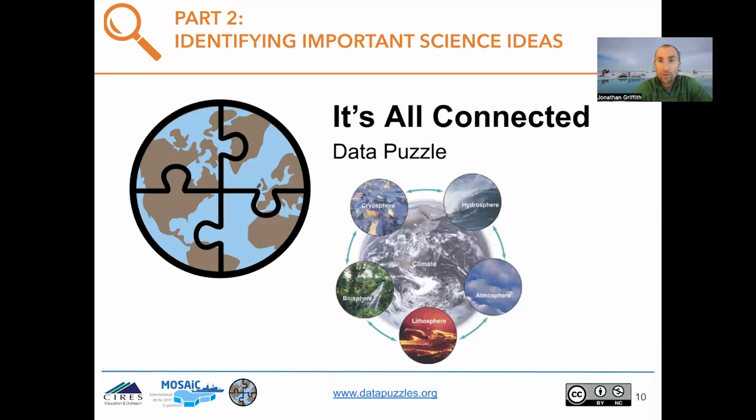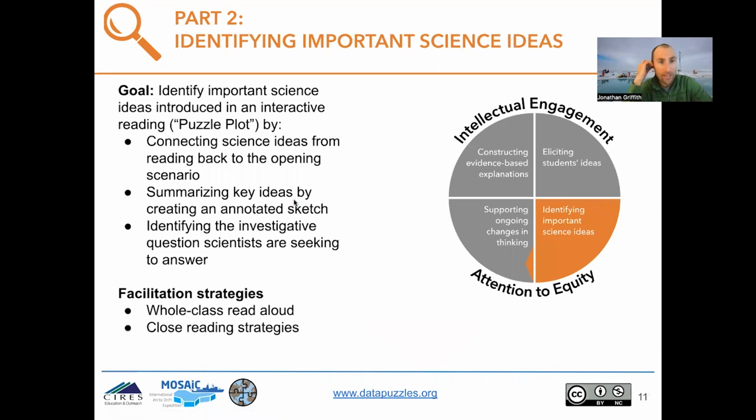Describe the Identifying Important Science Ideas practice in the context of the It's All Connected data puzzle. The goal of this practice is to identify important science ideas that are introduced in an interactive reading called the puzzle plot text. We're going to do that by helping students connect ideas from the reading back to the opening scenario, connecting ideas that they may be familiar with that are listed in the opening scenario to a new scenario, the science investigation presented in the puzzle plot text.